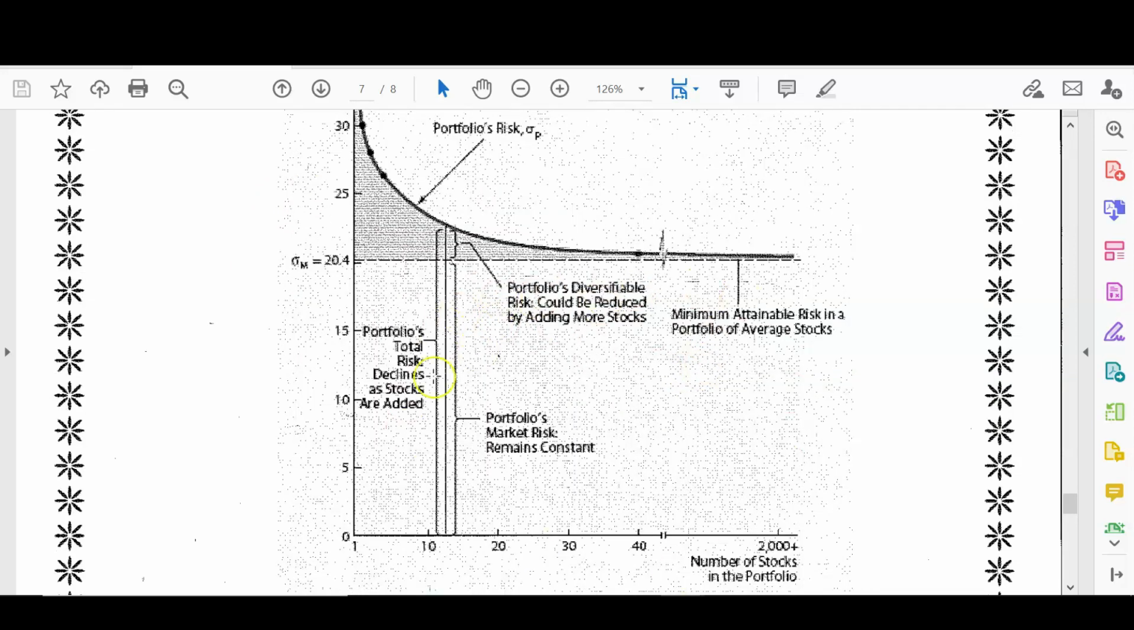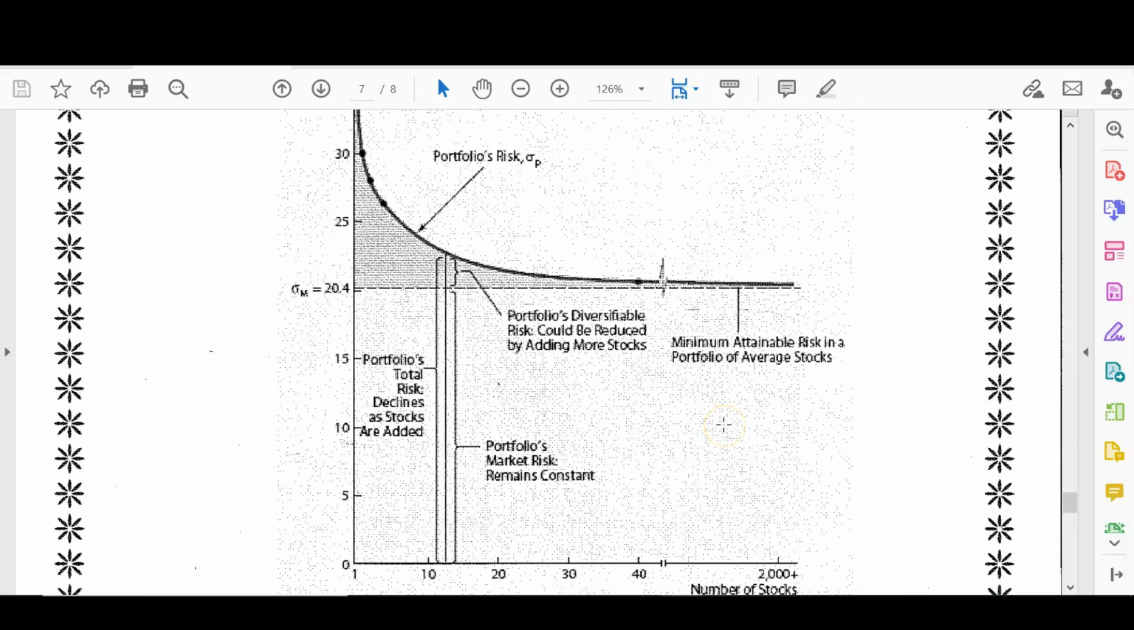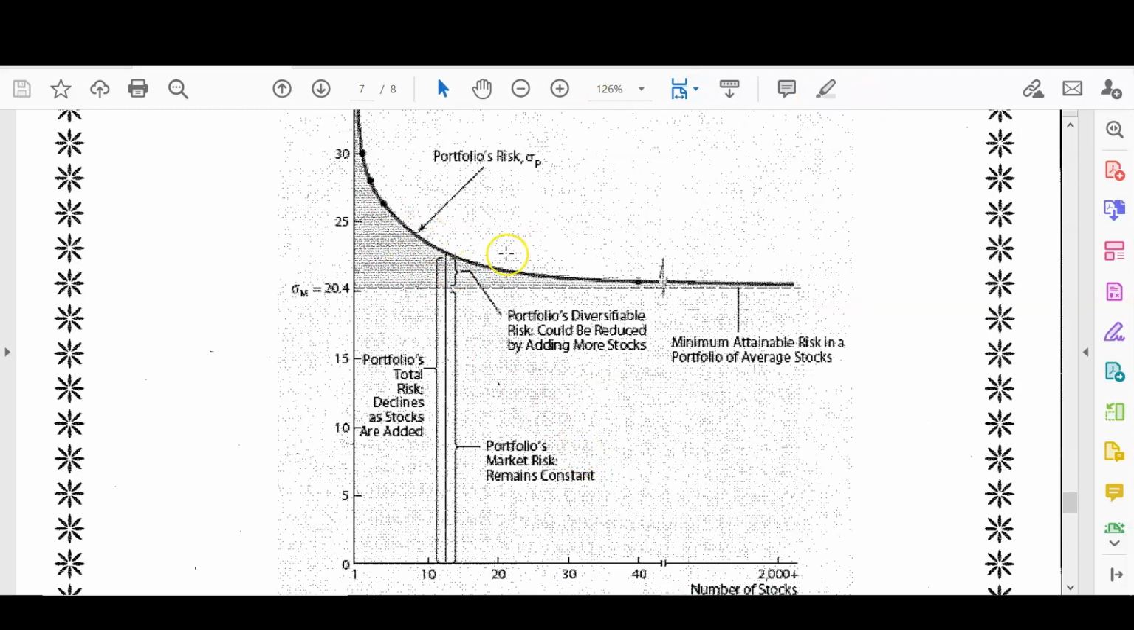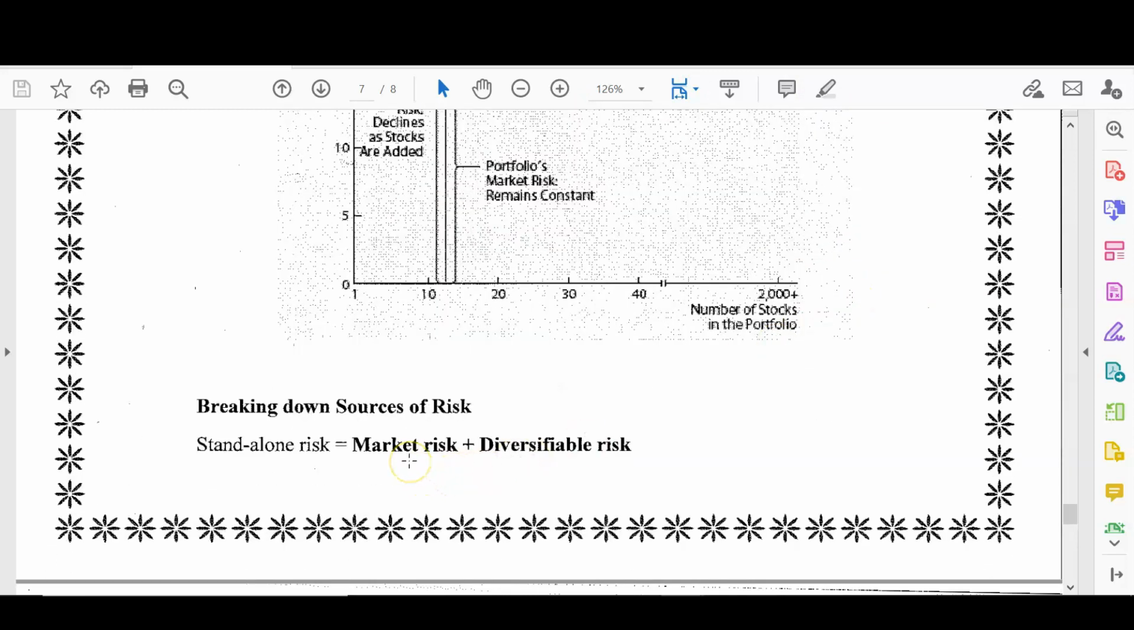And the bottom part, okay, the stable part of 20.4%, is the portfolio's market risk. It remains constant. Okay, this bottom part, market risk, does not go away no matter how many stocks you have. Even though you hold all the stocks in the market, you still have this market risk. So we say the standalone risk of the portfolio equals market risk, the bottom part, plus diversifiable risk, the upper part. Market risk cannot be diversified away by adding more stocks, but diversifiable risk can.